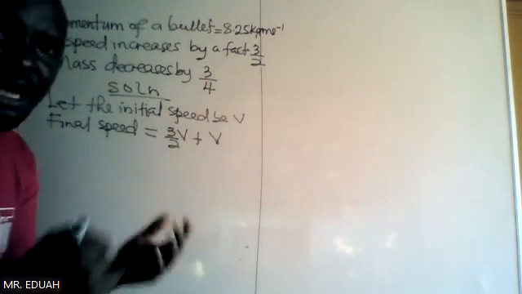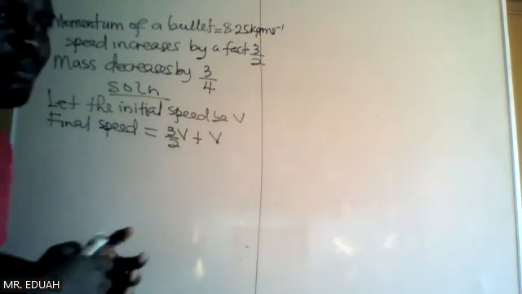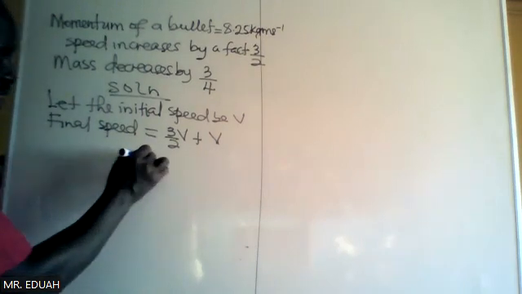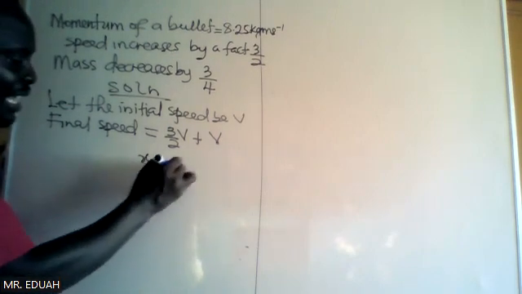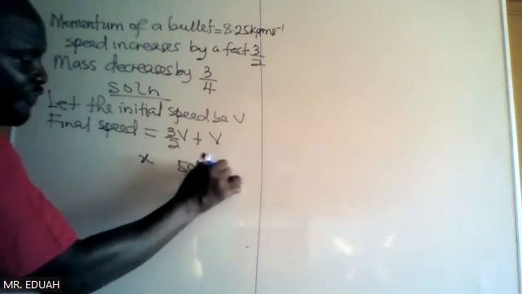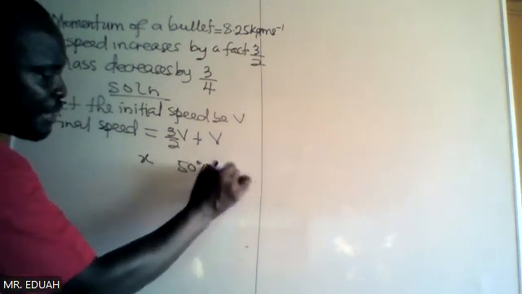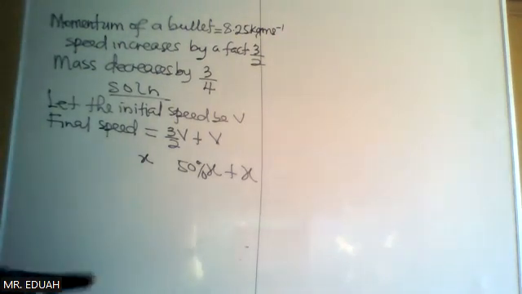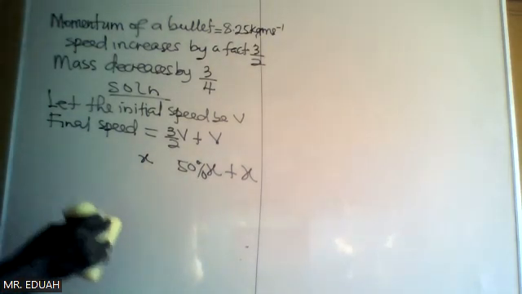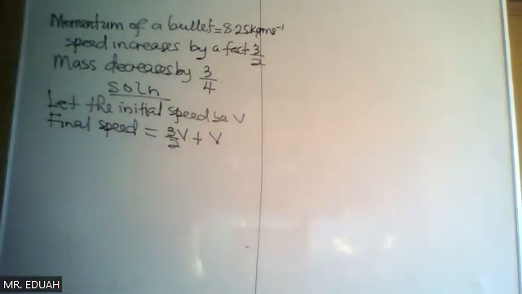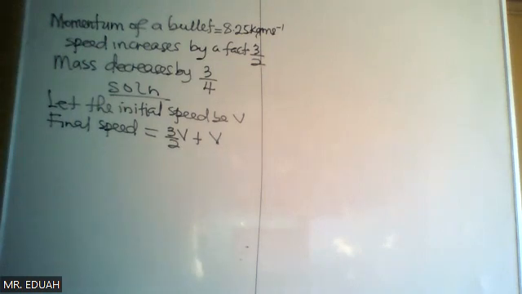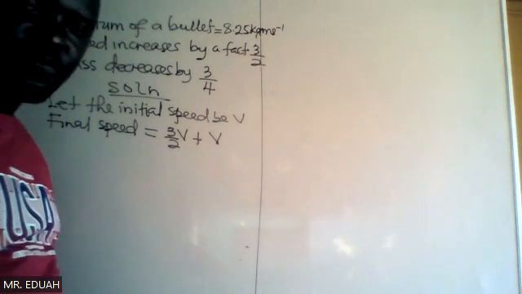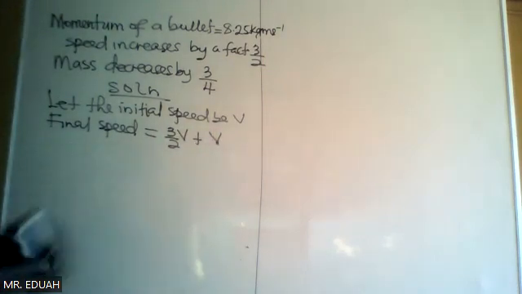If I have something and it increases by maybe 50%, and the initial is X, the increasing factor will be 50% of X. So the total will be 50% plus the initial value X. Is that okay? Let me get your views. Is this point okay? Yes. So this is the total final speed.